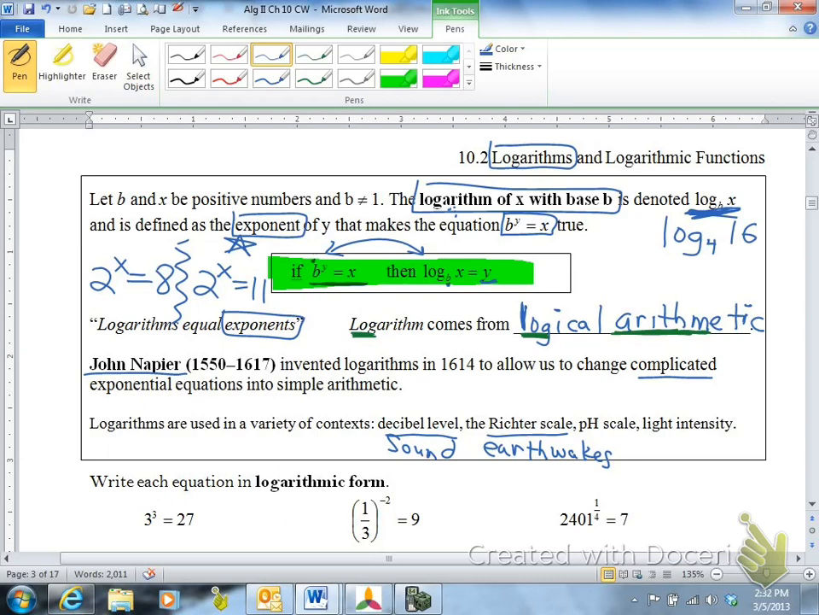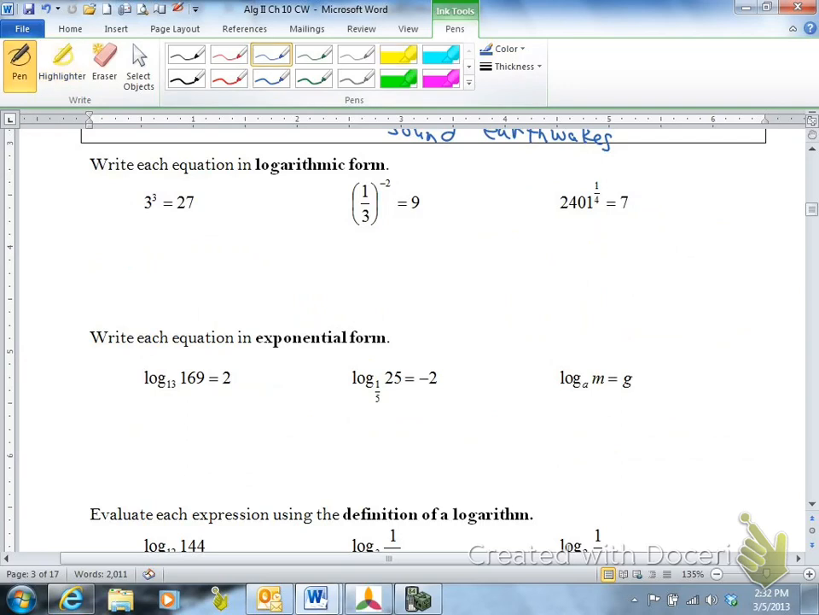Okay, so on the next part, I just want you to get used to using this idea right here. So the next part of the notes, we're just using all of this. Write each equation in logarithmic form. So the first one, the big 3 right here is the base, and the little 3 is the exponent. So we could write this as log base 3 of 27 equals the exponent. Logarithms equal exponents. So this log equals the exponent of 3.